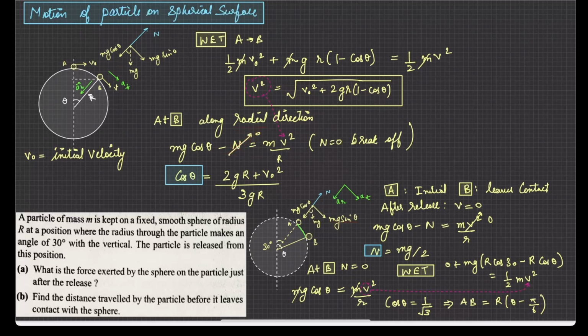We know कि इस point पे the normal will get 0 because it is leaving the contact. So normal 0 करके we put the value here. cos theta को दोनों side पे लेके, and I calculate the value of cos theta as 2gr v naught square divided by 3gr. So that is my value of cos theta when the ball is moving and it will leave the contact on the surface. So this is the value of theta.